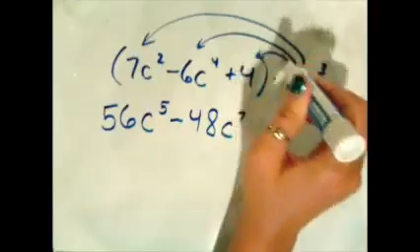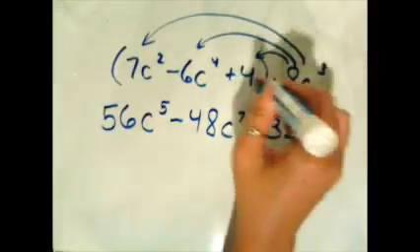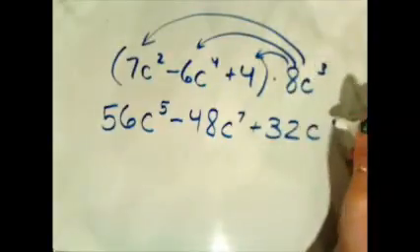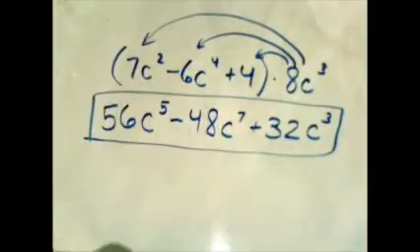And then last one, 8 times 4 is 32. And I'm not multiplying by any more c's, so c to the 3rd times no more c's is still just c to the 3rd. So there we just distributed to 3 different terms.